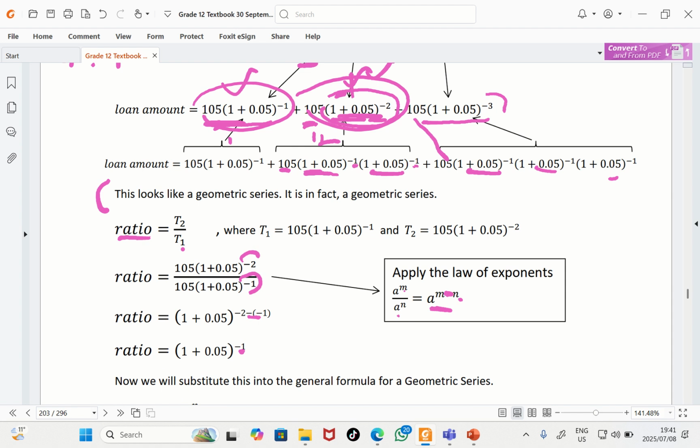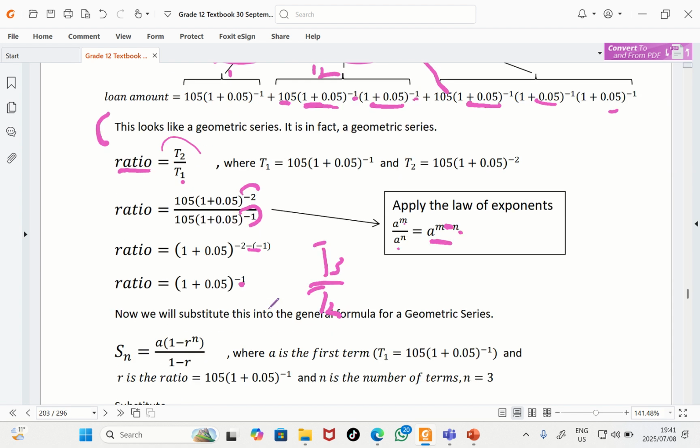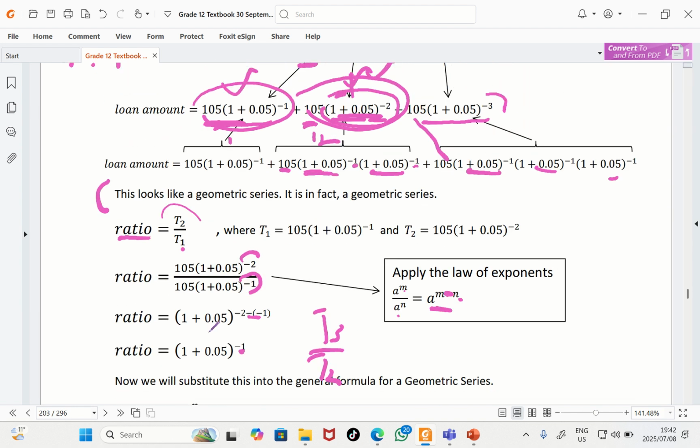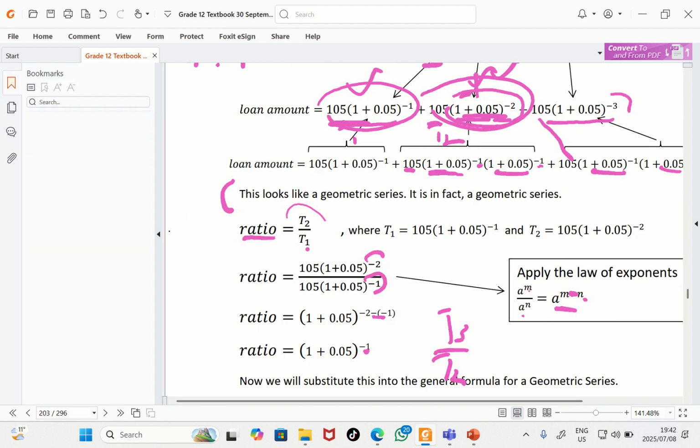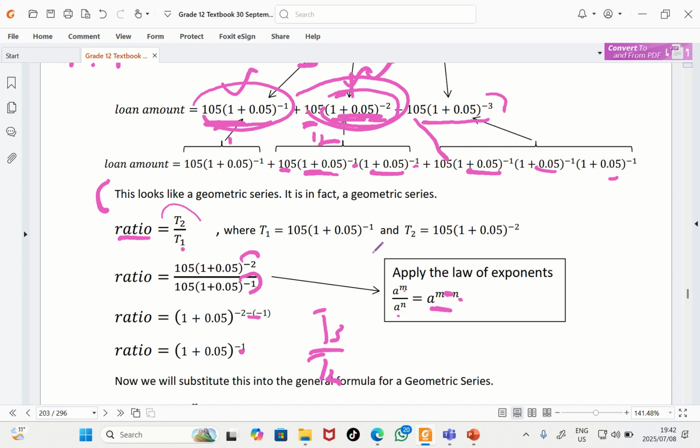Okay, that's my ratio. So obviously, I can't just test it here. I also need to try T3 over T2. If it matches, then I know that's indeed my ratio. If you do that, you actually find that you get the same answer. I didn't do it here, but yeah, you get the same answer. So you guys can agree with me.